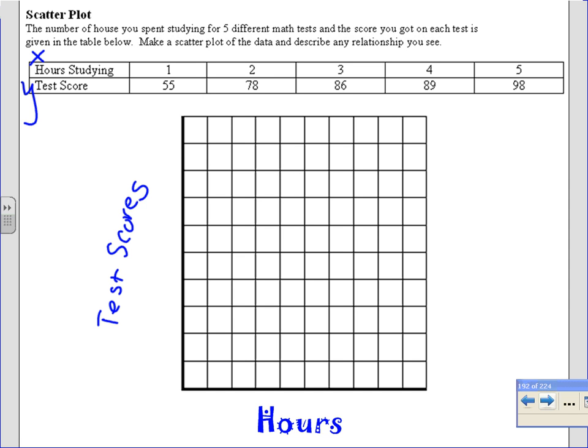Correct. Okay, good. That's what I wanted you to say. You don't need the negatives. Can you study -4 hours for a test? I hope not. Can you earn a negative 10% on a test? I hope not. I'm sure it's a possibility, but especially in this class, I hope not, or you're not in the right class.